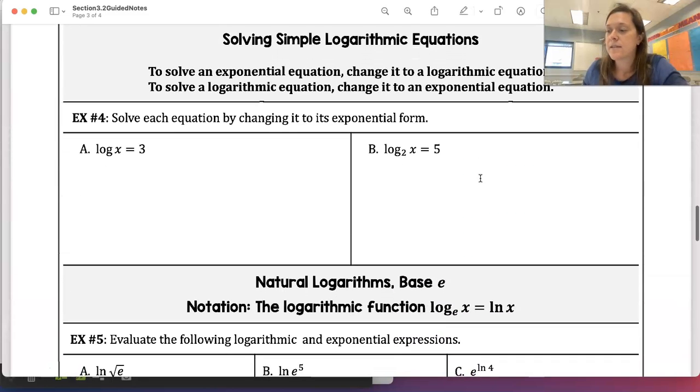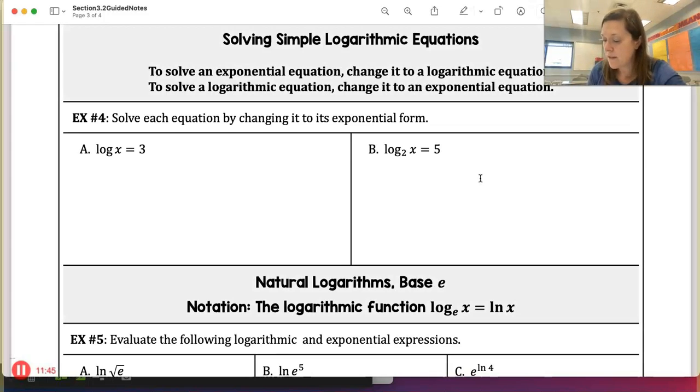All right, so now let's go ahead and solve logarithmic equations. To solve an exponential equation, we change it to a logarithmic equation. To solve a logarithmic equation, we change it to an exponential equation. So you do the inverses of them, which is kind of cool. Because to solve an addition equation, you subtract, you do the inverse, right? To solve a multiplication equation, you divide. To solve a square root equation, you square it. To solve a squared equation, you square root it, right? You do the inverses of them to solve them out. So we're going to do the same thing here.